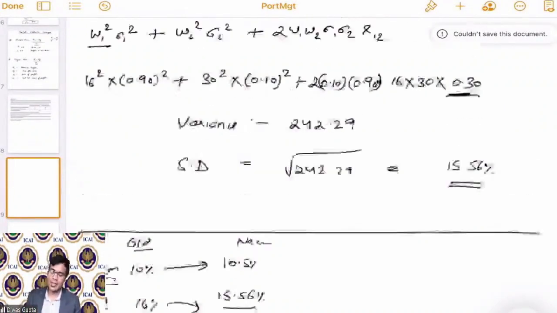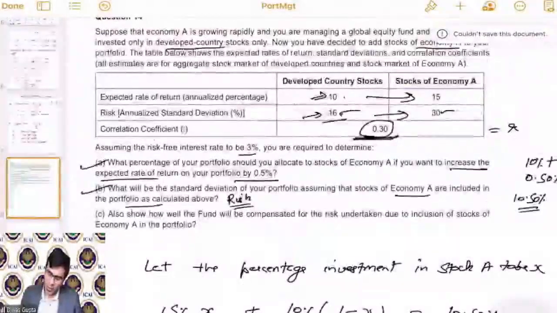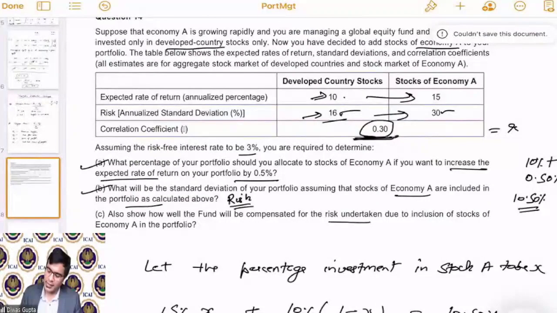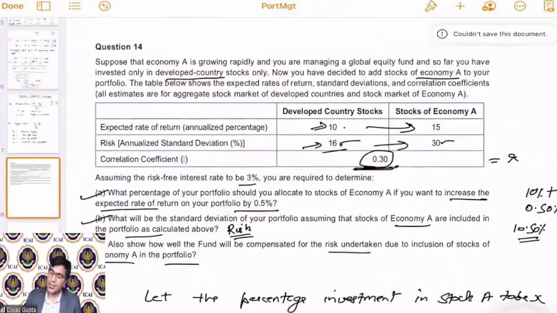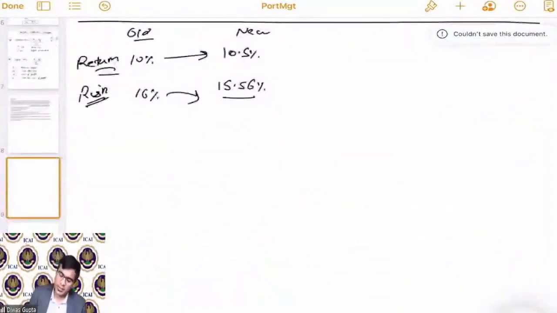Correct? So the third part of the question is asking what? Let us see. Also show how well the fund will be compensated for the risk undertaken due to inclusion of stocks of economy A in the portfolio. Now what it is asking us is that since you included the economy A stock, the risk is higher, and you have to showcase how well this decision has been. We have to validate this decision. Because as per what is shown here, we know that it is better. Sorry, this is the C part.